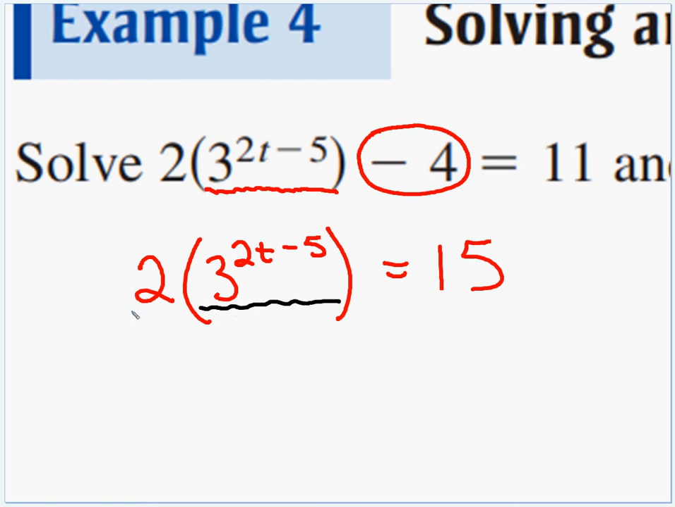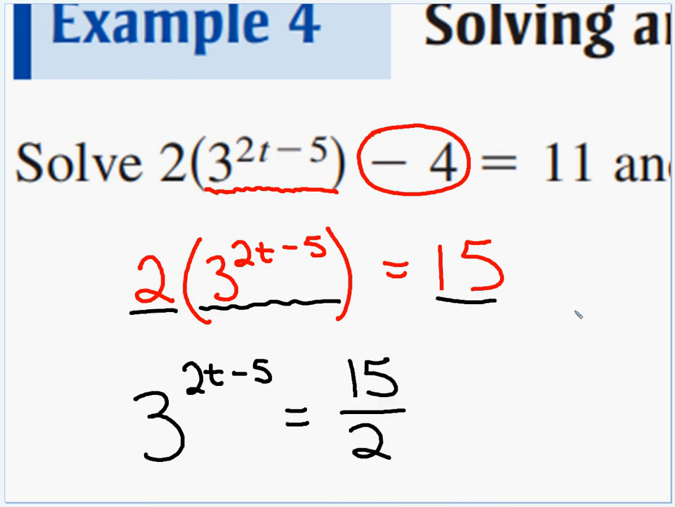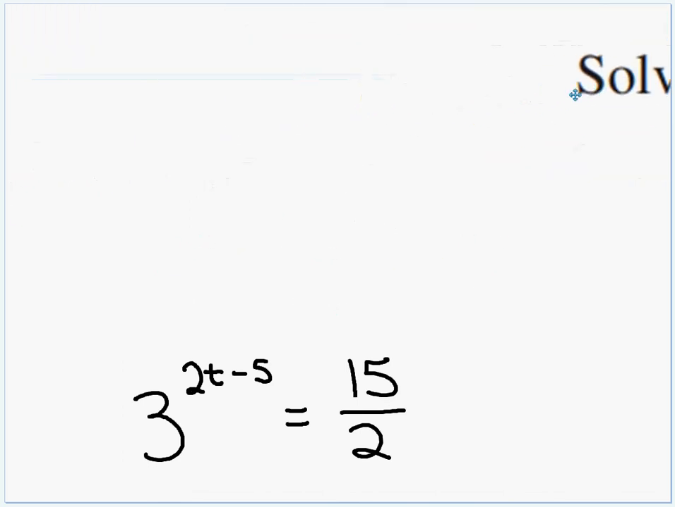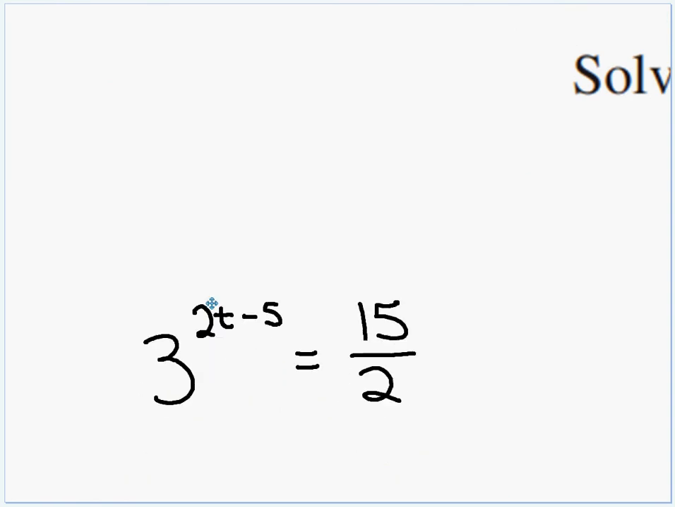And now we've got our base 3 in this set of parentheses. We got to get it out of there, so let's divide by 2. So now we have our base 3 to the 2t minus 5 power. That's equal to 15 halves, 15 over 2. All right, well, at least on the left side, we've got the expression with our variable isolated, that base 3.